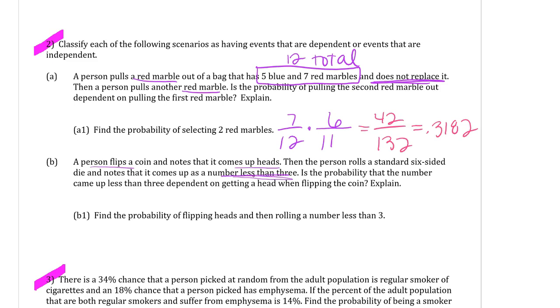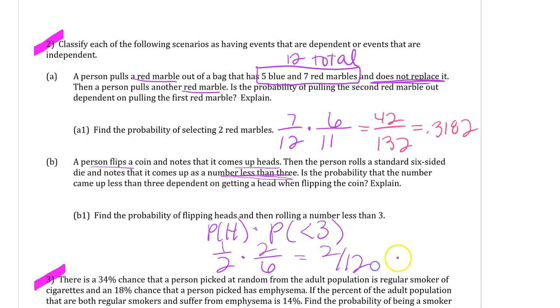So find the probability of flipping heads and then rolling a die. Since the events are independent, all you're doing is the probability of heads times the probability of getting a number less than 3. Getting heads is 1/2. Number less than 3, so what is that, 1 and 2? So that's 2 out of 6 total options. So that would be 2/12, or you could see it as 0.167. So again, these were independent, these were not independent.